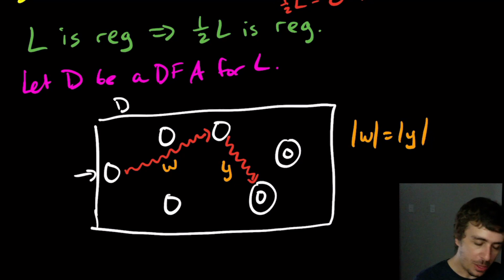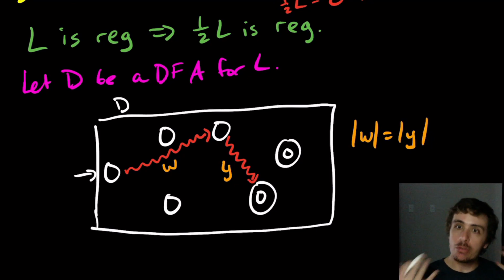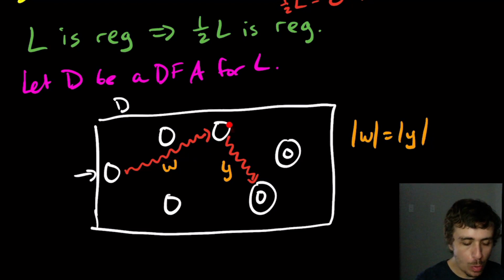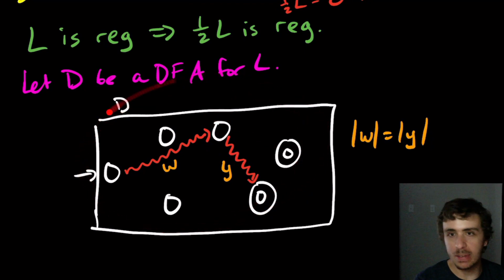Then, well, the thing is that we don't know the string in advance. We don't know where to start. We don't know where this middle point is necessarily. It could be any one of the states at all.